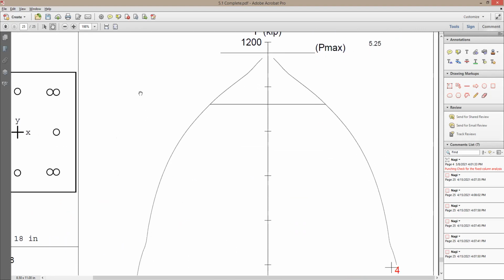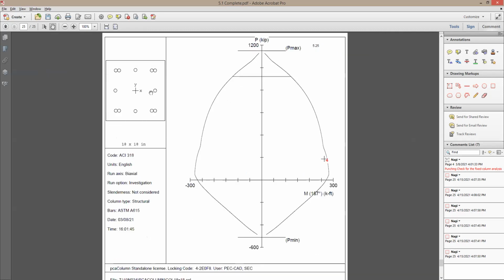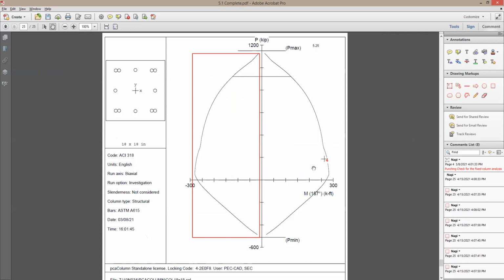Let me also show you the interaction diagram. Now it looks different from the one that you guys used to see, because usually the one that you used to see doesn't have this side. It only shows one side. The reason is that you can have positive moment or negative moment, which means compression at the top and tension at the bottom, or compression at the bottom and tension at the top. This is why I have two sides here. But for you, you don't really care because you can just disregard this section of it.